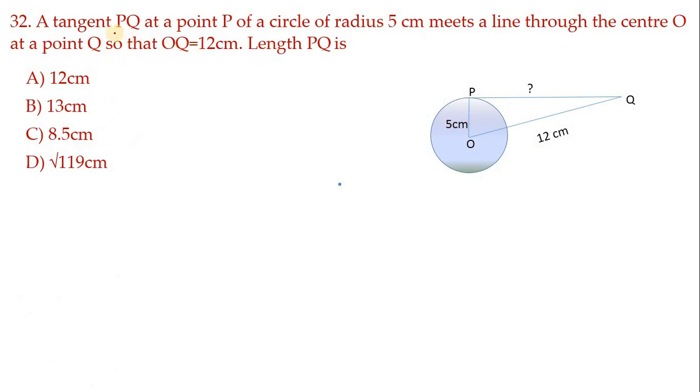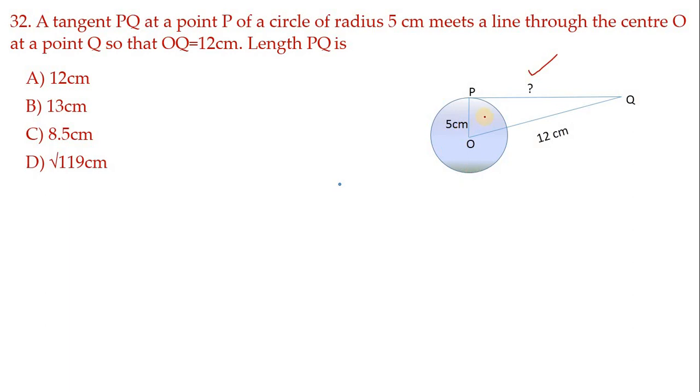What they're saying is PQ is a tangent at a point P on the circle. P is a point on the circle of radius 5 cm. So this PO is 5 cm and meets a line through the center O at a point Q. This line is meeting the center O as well as the point Q, so that OQ is 12 cm. Now we have to find the length of PQ, this tangent length. I have marked a question mark there.